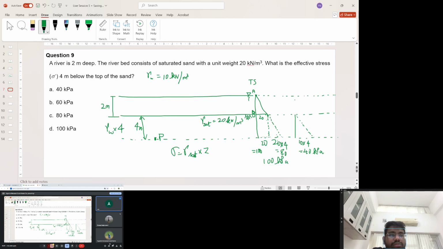Sir, the water column above also, I think we have to start from the top. Yeah, we have to start from the top, which will be 20 plus 40, which will come to 60 kPa. Yes, sir, the diagram we need to modify a little bit. Yeah, 60 kPa. So always start from above. Just a minute, I will modify it.